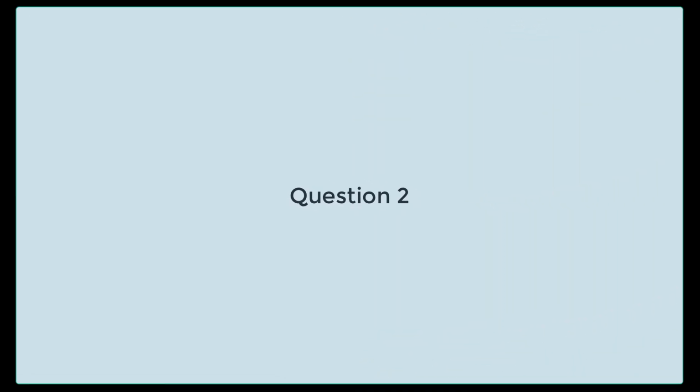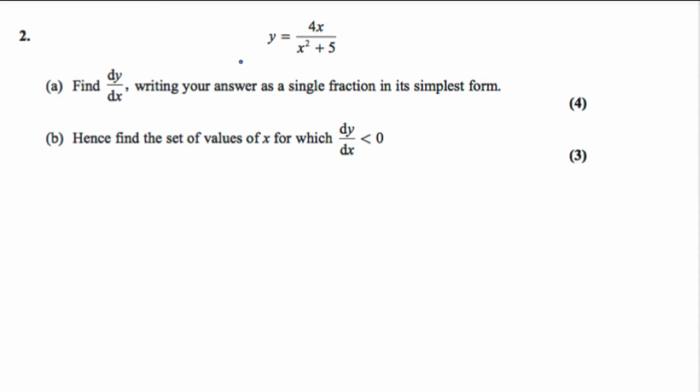Question 2. Y equals 4x over x squared plus 5. Part A of the question asks us to find dy dx, writing your answer as a single fraction in its simplest form. So we can write this fraction as u over v.